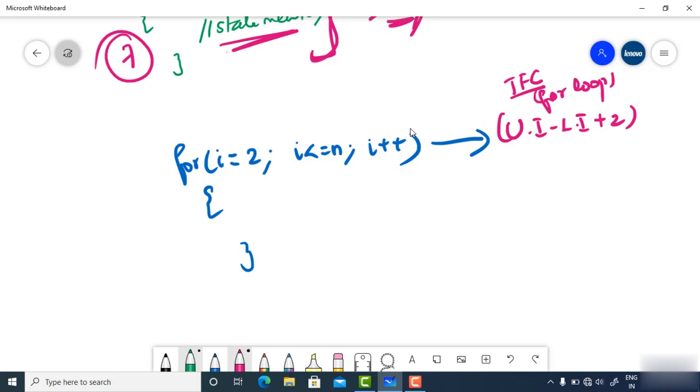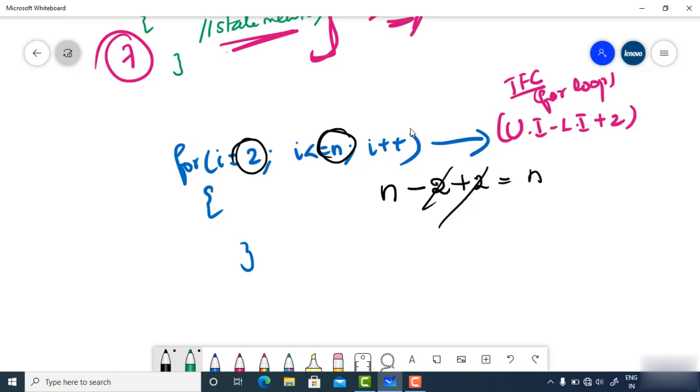This will work only for loop, guys. Upper index minus lower index plus 2, right? I'll tell you, the upper index is n here. So upper index is n, minus lower index, which is 2, plus 2. All right, 2 will get cancelled and you'll get n.